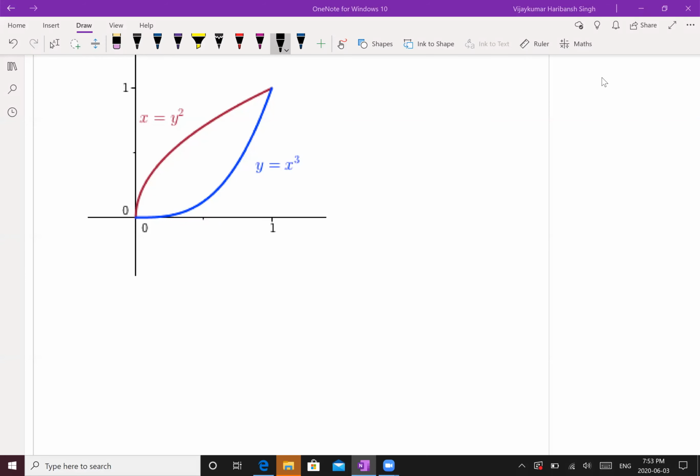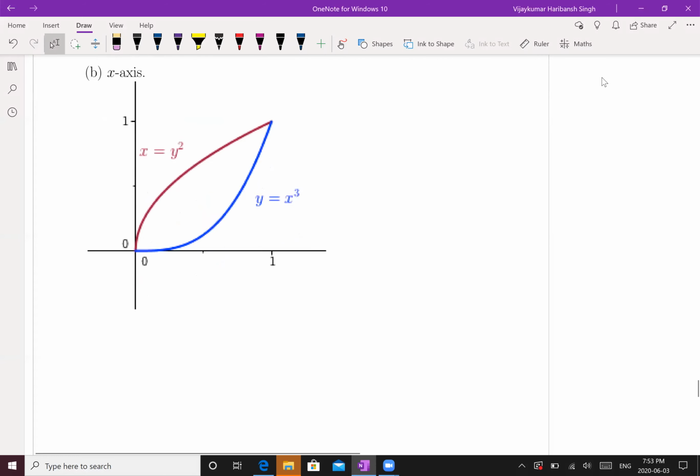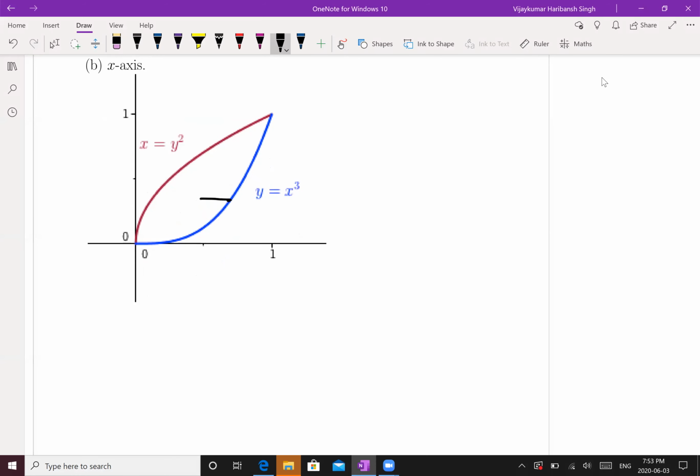So in this case, we are rotating in what axis? We are rotating it in x-axis. So you have this height, and then you're going to rotate it around like that. And you need to find out the area of this shell first.